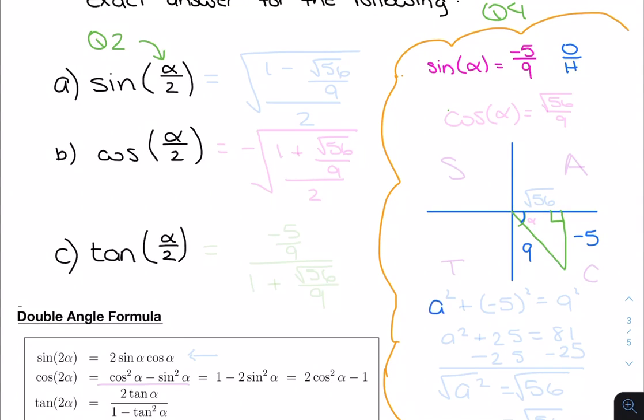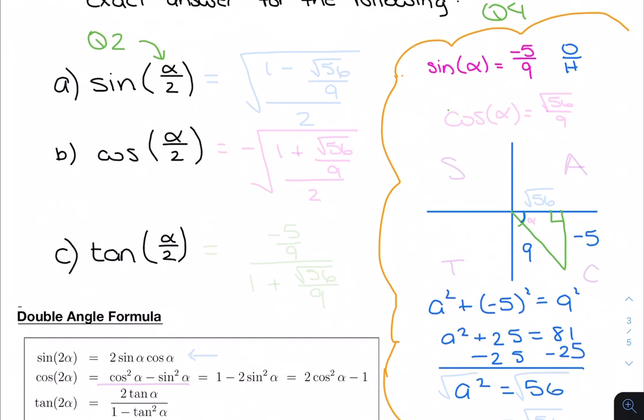So we have a squared plus negative 5 squared is equal to 9 squared, because the Pythagorean theorem is a squared plus b squared equals c squared. So this is just going to be a squared plus 25 is equal to 81. Solving for this, we would get what our a is. So we would have a squared is equal to 81 minus 25. That's 56.